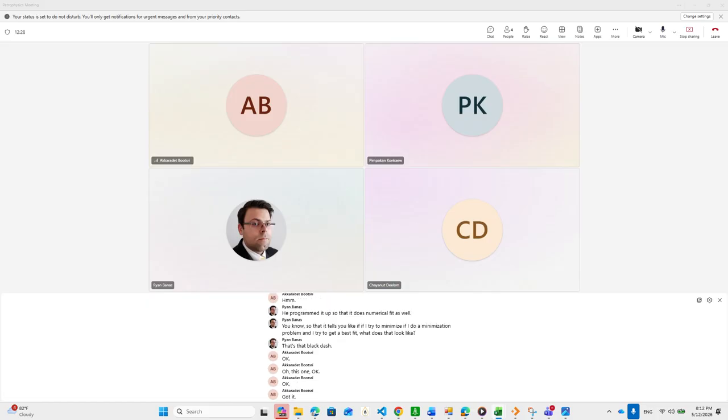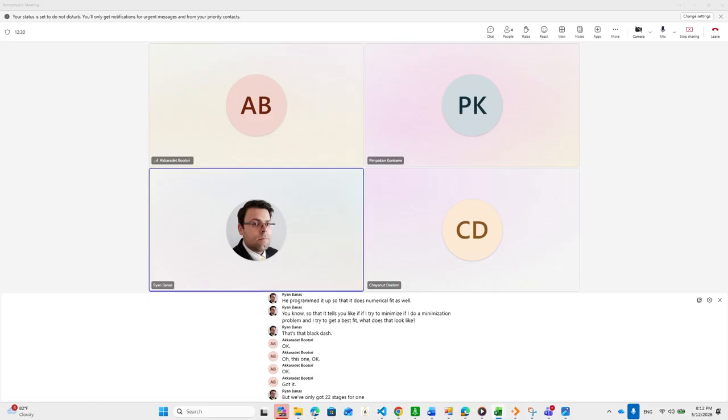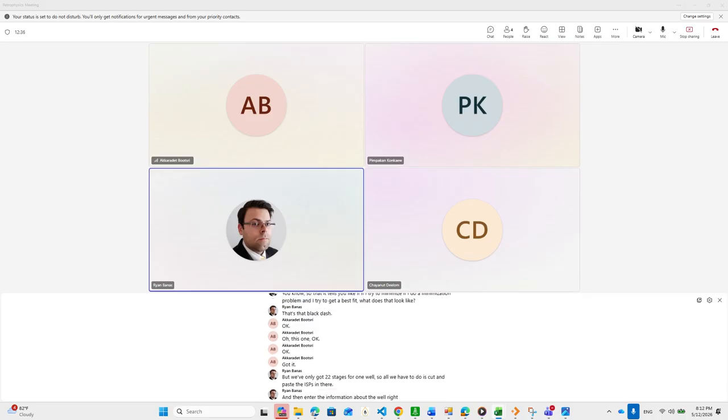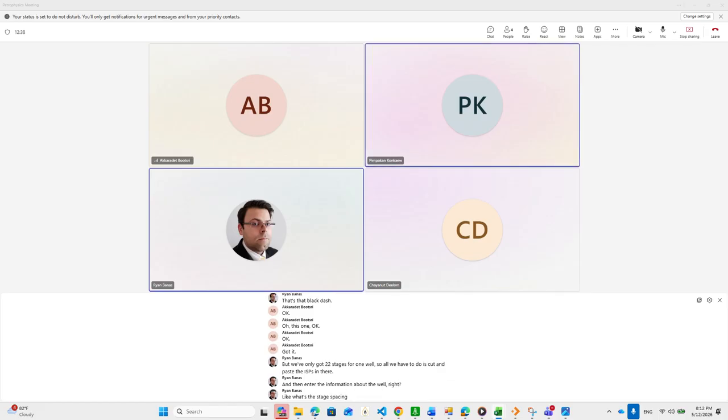So we've only got 22 stages for one well, so all we have to do is cut and paste the ISIPs in there, and then enter the information about the well, right? Like what's the stage spacing, all that stuff, the depth.